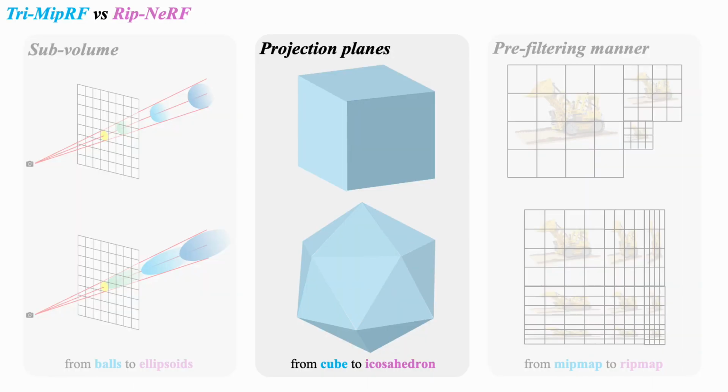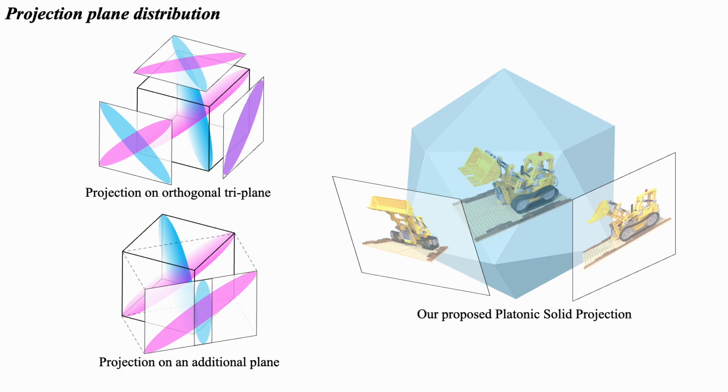Next, let's see how the distribution of projection planes enhances the representation capabilities. As shown on the left, two 3D ellipsoids whose major axes are aligned along two different body diagonals of a cube share the same 2D axis-aligned bounding boxes on the orthogonal triplane, making them indistinguishable under the Ripmap encoding. However, their difference can be captured by an additional differently oriented plane. Based on this example, we empirically find that the more diverse the planes are oriented, the better their representation capability.